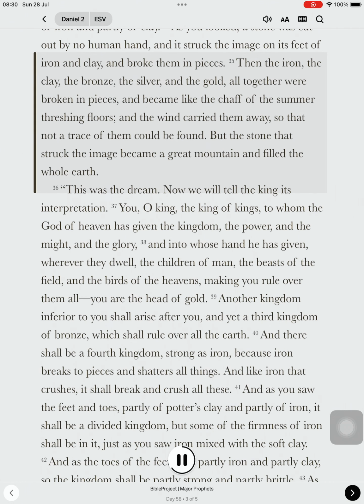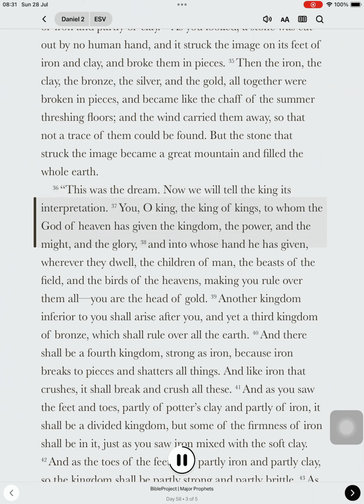Then the iron, the clay, the bronze, the silver, and the gold all together were broken in pieces, and became like the chaff of the summer threshing floors, and the wind carried them away, so that not a trace of them could be found. But the stone that struck the image became a great mountain, and filled the whole earth. This was the dream. Now we will tell the king its interpretation.